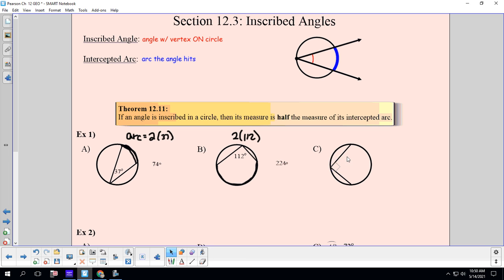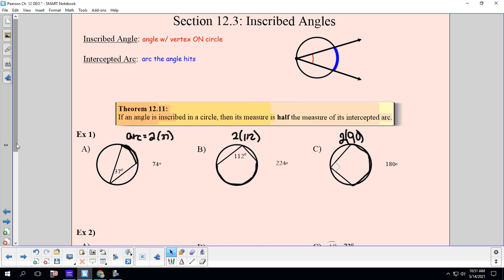Okay, so lastly, we have this 90-degree angle. We want to find the arc that is intercepted by the 90-degree angle. It is 2 times 90 degrees. That's a semicircle. It's 180.